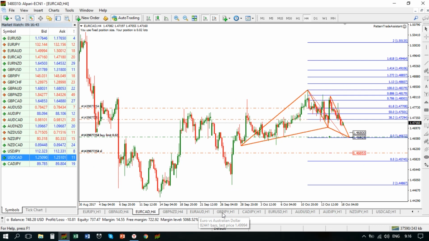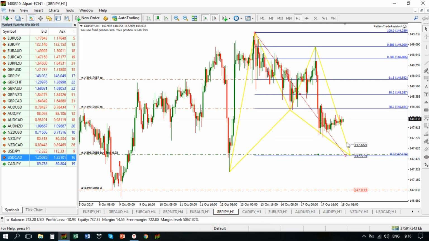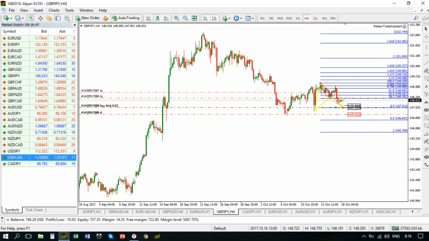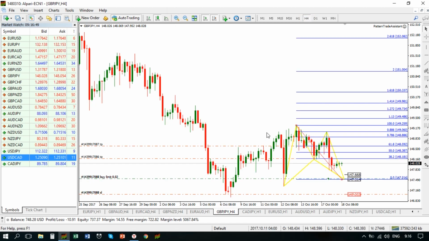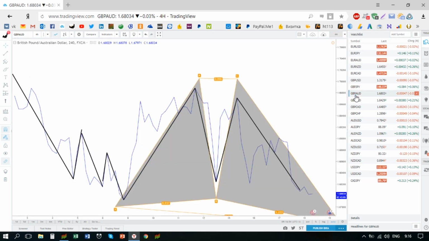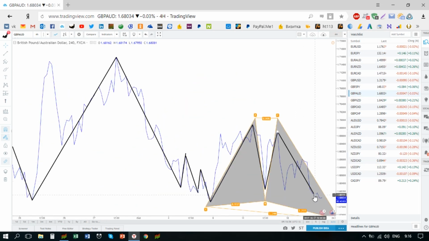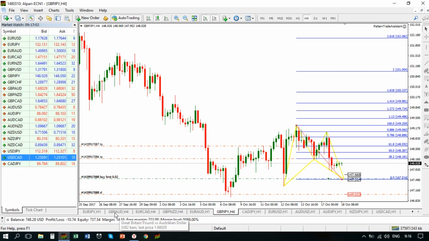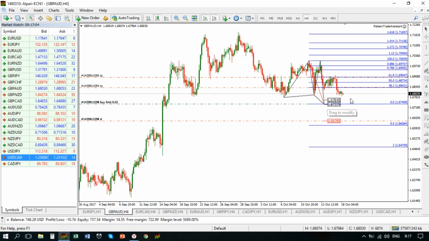and I told you, look, it is on 4 hour as well. Pound yen 1 hour, but on 4 hour it looks better. This way, this is the 4 hour. Absolutely the same, fits the rules. Pound Aussie, the same butterfly formation. Yes, this is the same. Pound Aussie 4 hour butterfly looks this way.